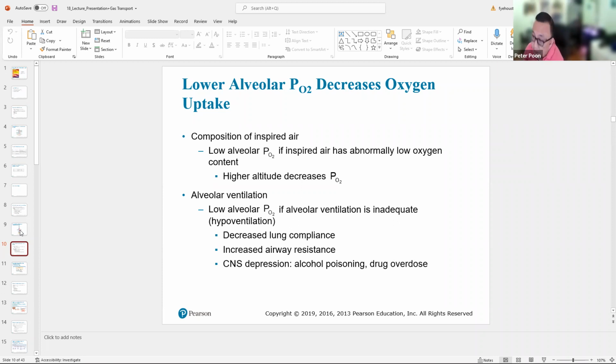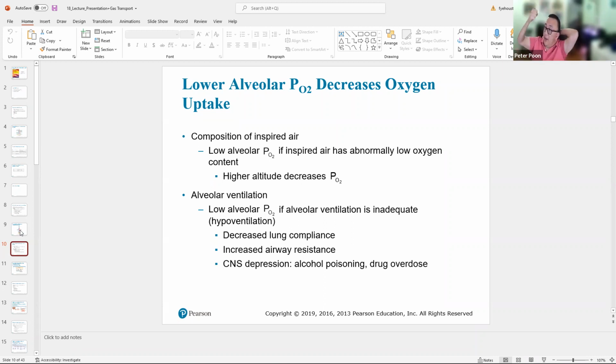Alveolar ventilation is the primary one. There's low oxygen if the ventilation is inadequate, called hypoventilation. This happens one of three ways. One, decreased lung compliance. Compliance is the ability of your lungs to stretch and open. If you can't open up your lungs, you can't breathe, you can't exchange air.